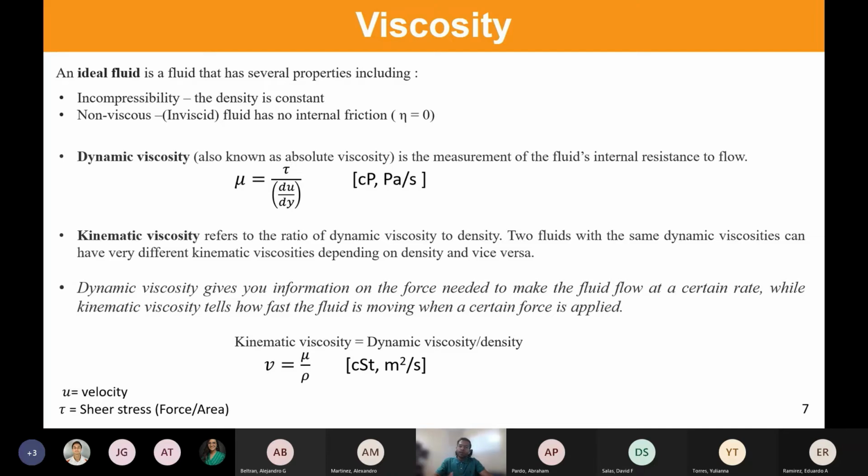So what else can viscosity tell us? Well, as I told you, it tells you two things. One, how much energy or how much force you will need to start a still fluid moving, and how much velocity or how much displacement you can get for a certain amount of force that's being applied to it.